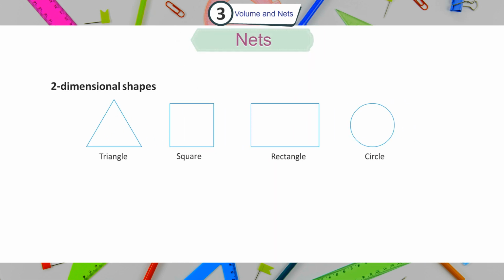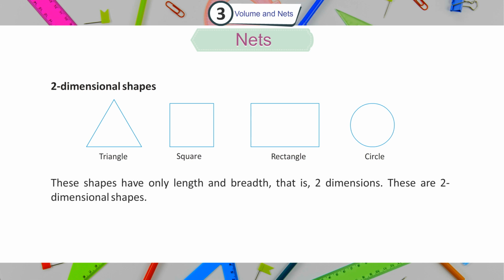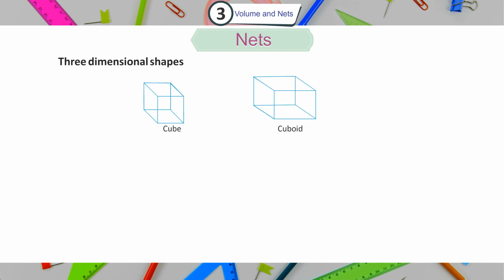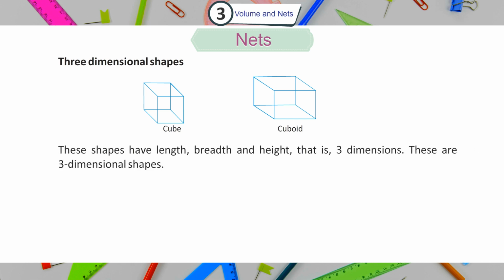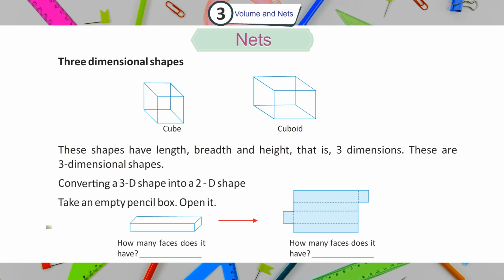Nets. Two-dimensional shapes: triangle, square, rectangle, circle. These shapes have only length and breadth, that is 2 dimensions. These are two-dimensional shapes. Three-dimensional shapes: cube, cuboid. These shapes have length, breadth and height, that is 3 dimensions. Converting a 3D shape into a 2D shape: take an empty pencil box, open it.